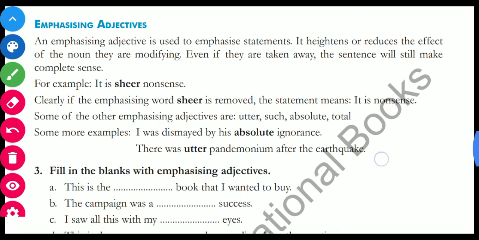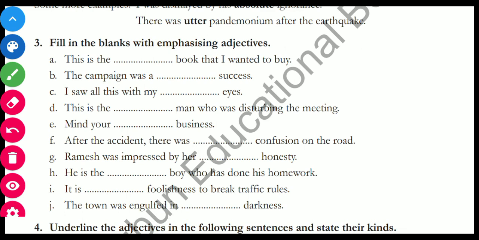Now coming to exercise 3, fill in the blanks with emphasizing adjectives. See the first one. This is the dash book that I wanted to buy. ये वही बुक है जो मैं खरीदना चाहता था. That वही means yes, it's very. This is the very book that I wanted to buy. Next, the campaign was a dash success. The campaign was a complete success. Complete is an emphasizing adjective. It is emphasizing the word success.